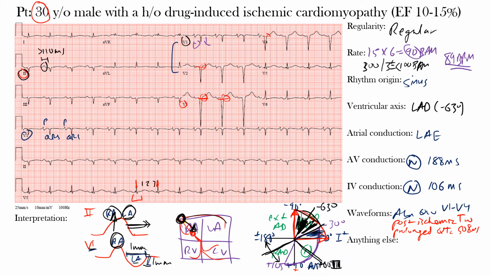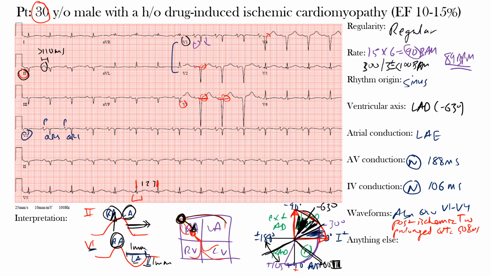All right, so is there anything else we're missing here? Well, how about the R wave progression in the precordial leads? Normally, the R wave amplitude should progressively increase from leads V1 through V5, and we certainly do not see that here, which may further support our suspicion of an anterior septal infarct.